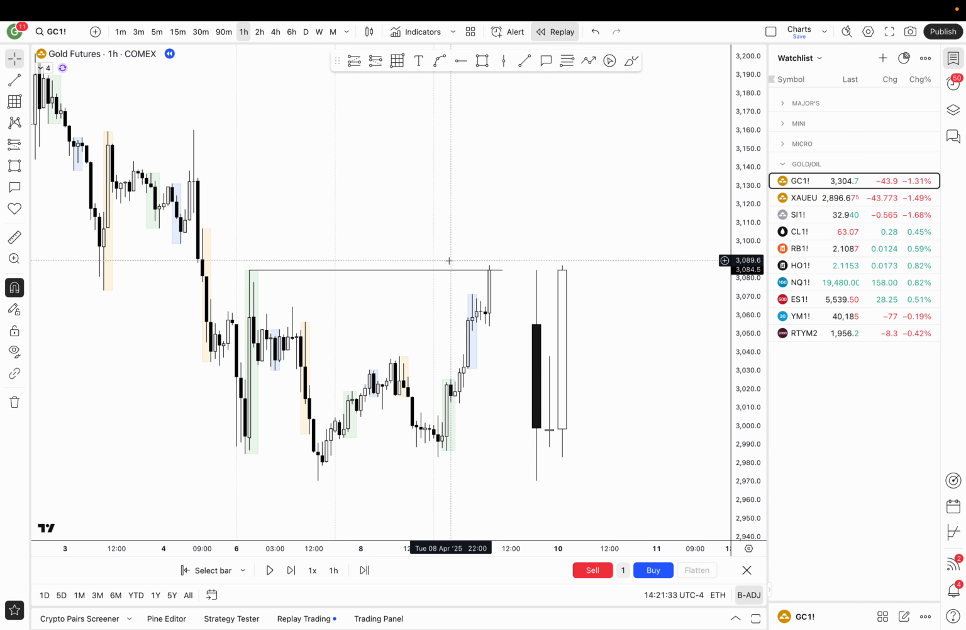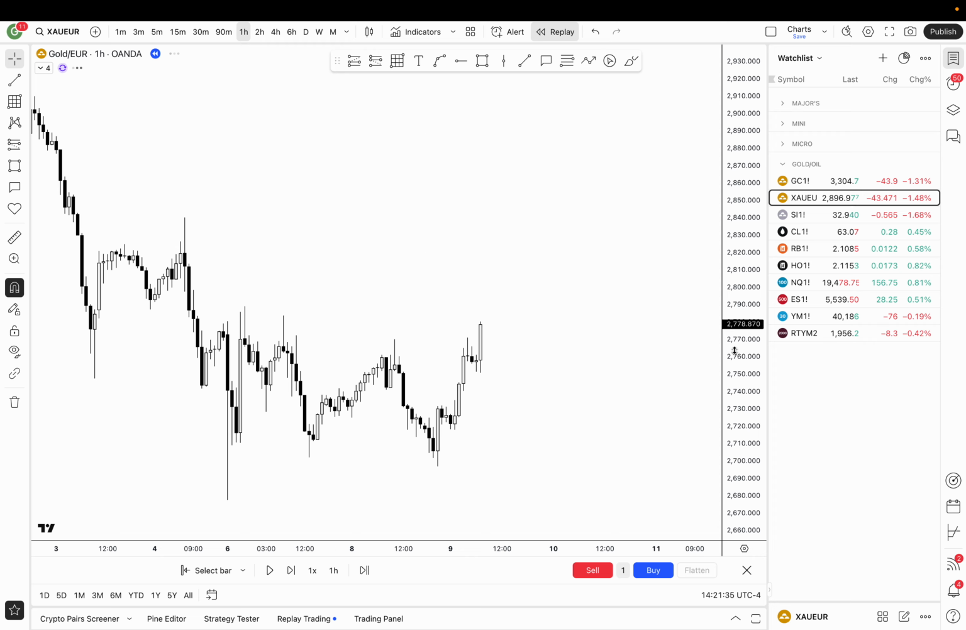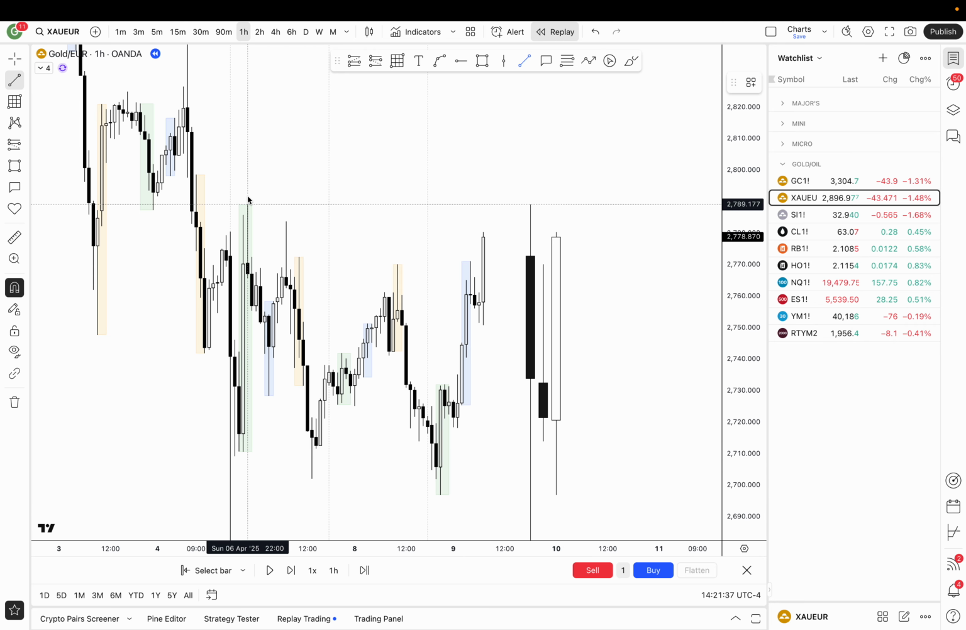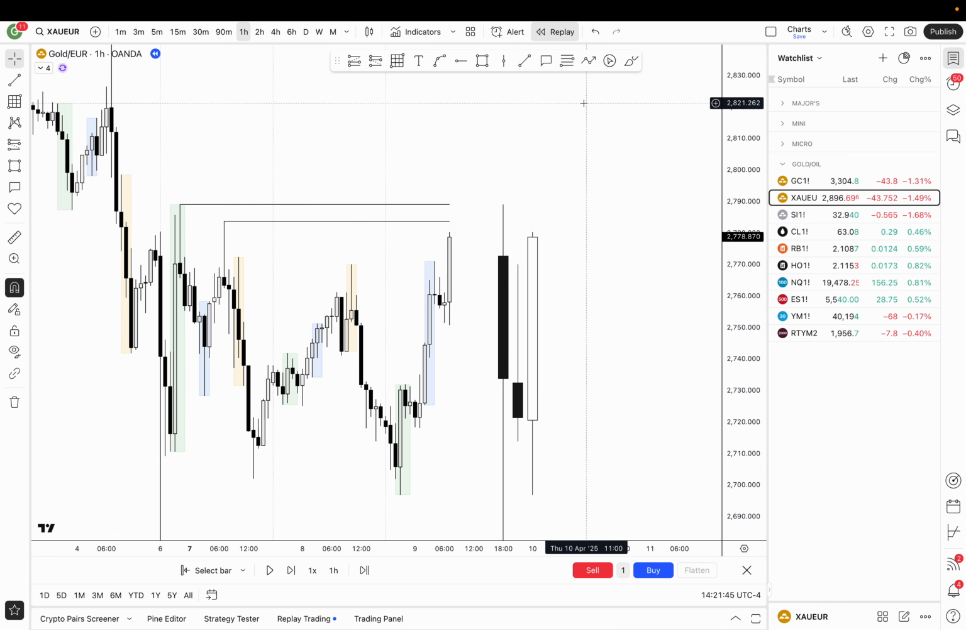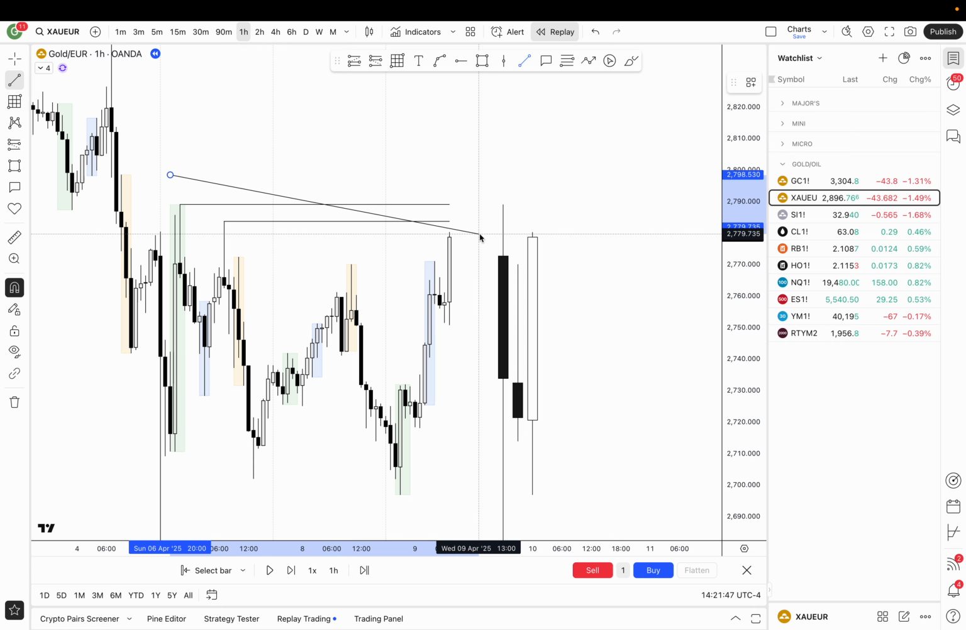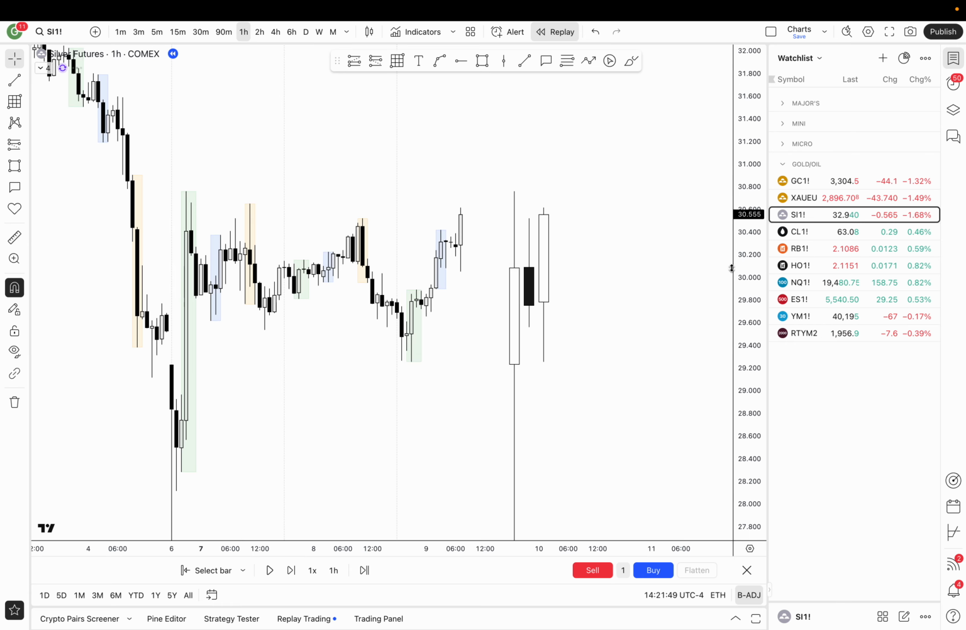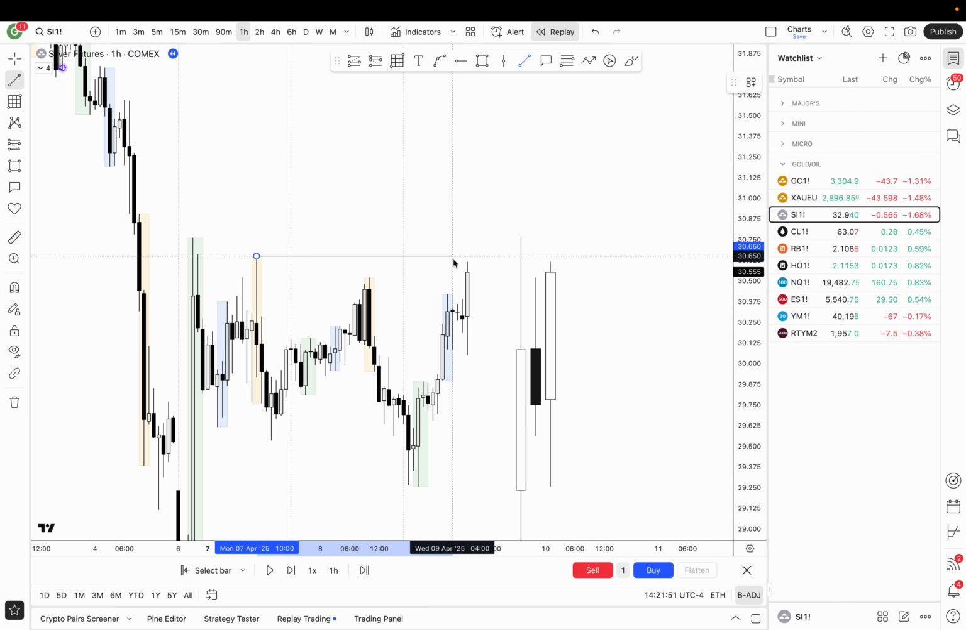But on the other assets, these are just failure swings. So check this out. This is the asset. This is the high that gold took out. But over here, it's just failure swings, right? We're not anticipating this to be an S&P that's going to hold, right? We're going over here. It's just again failure swings.